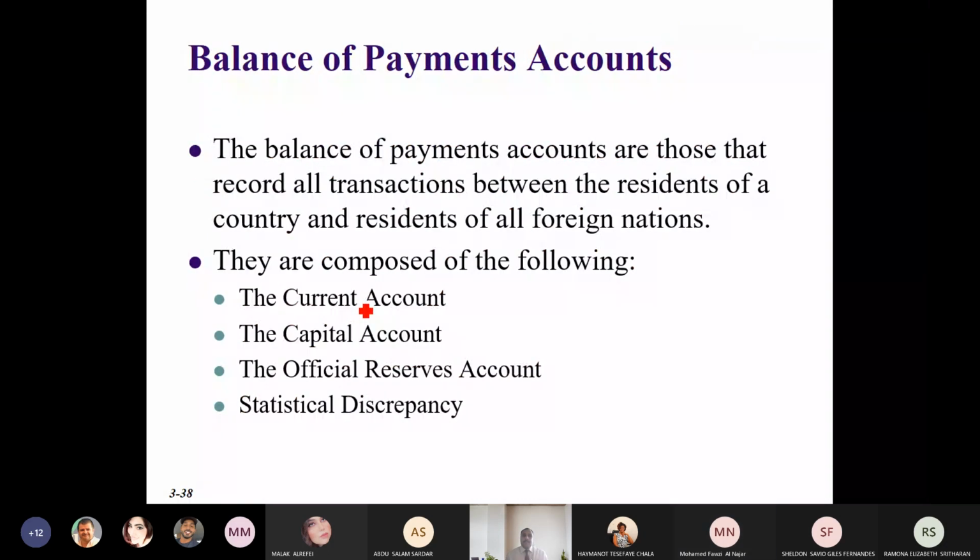This is the balance of payment. So the balance of payment we said has four components. What is balance of payment? Balance of payment shows the record of all the transactions between the country and any other country, or you can say the rest of the world. This account has four components: current account, capital account, official reserve account, and statistical discrepancy. Now we will discuss each one of these four different types of accounts, which together create the balance of payment account. Collectively, they all are known as balance of payment.